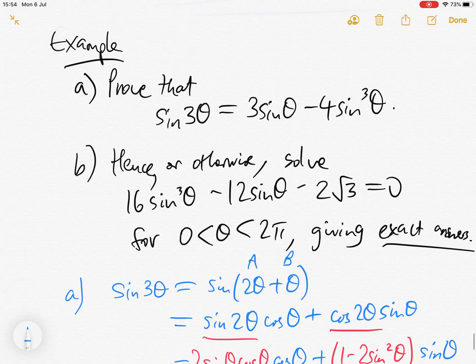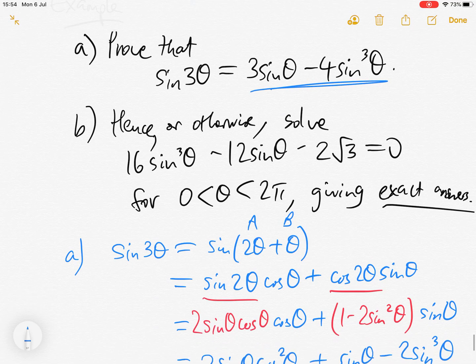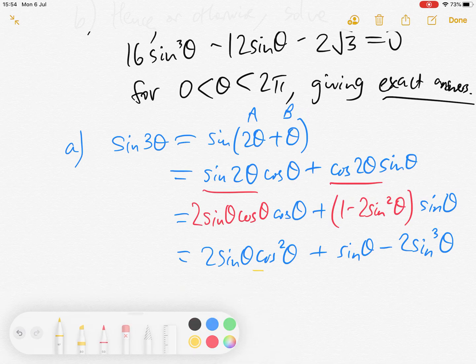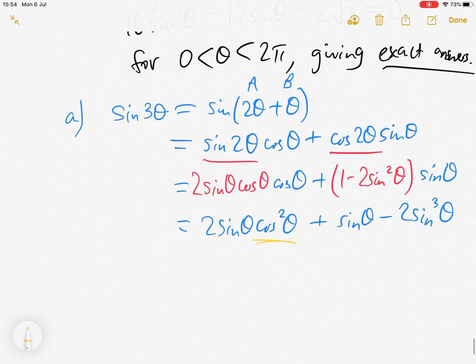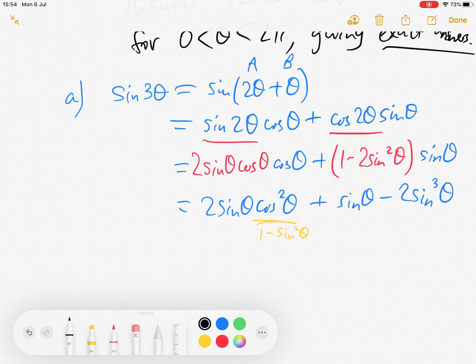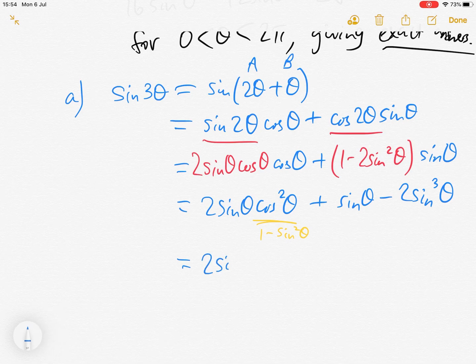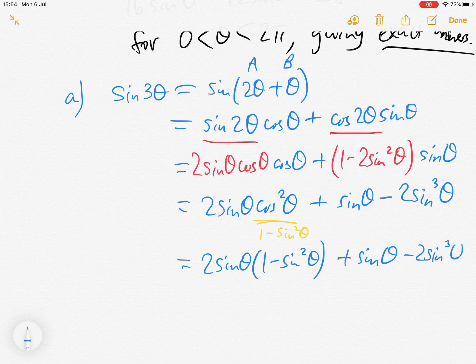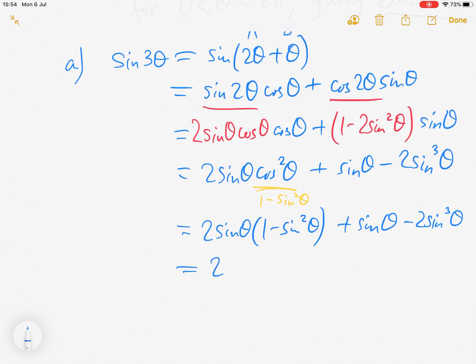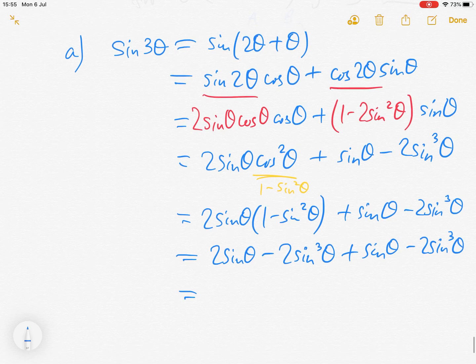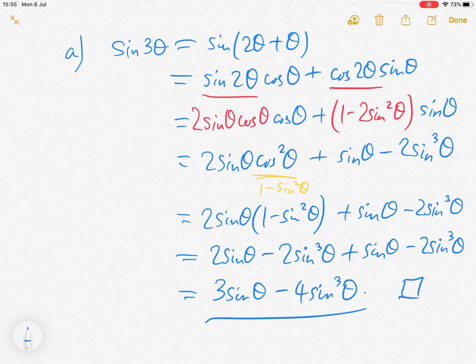And this is looking pretty good, but in the answer we only have sine thetas. So we need to convert the cos squared into a sine squared. So we can replace it with 1 minus sine squared theta. So this is equal to 2 sine theta, 1 minus sine squared theta, plus sine theta minus 2 sine cubed theta. And then if we expand the brackets again, we've got 2 sine theta minus 2 sine cubed theta plus sine theta minus 2 sine cubed theta, which is 3 sine theta minus 4 sine cubed theta as required.